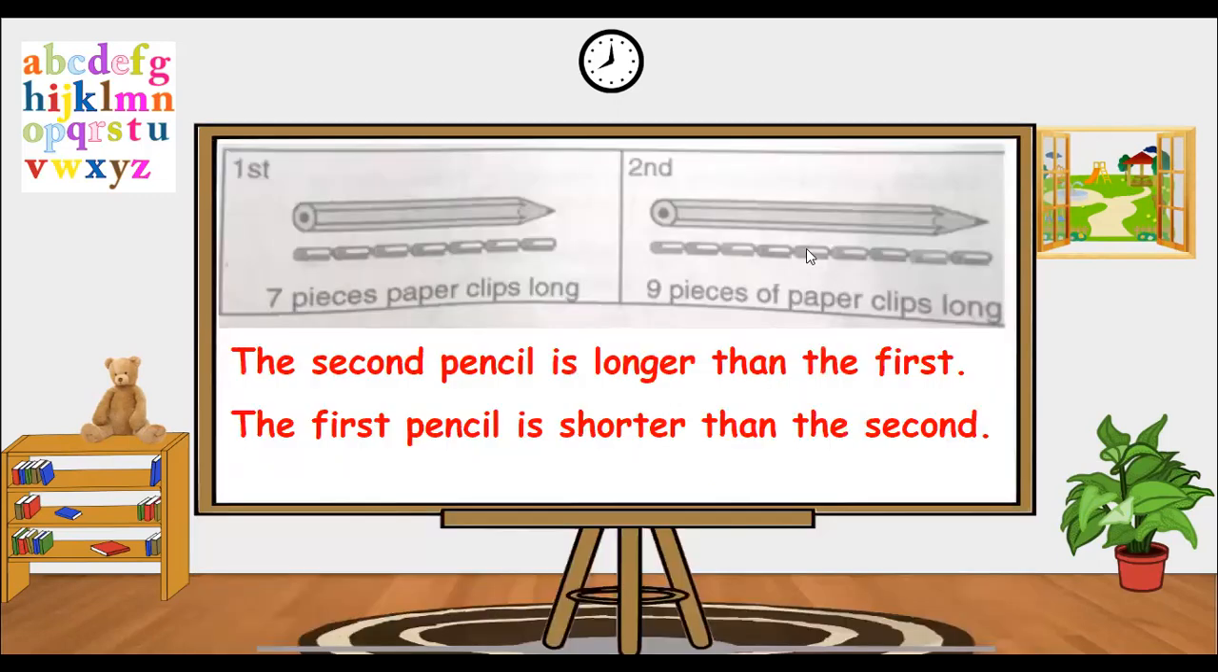Okay, next is here, pencils. So here there are 7 paper clips long in the first, and in the second, there are 9 paper clips long. So here the second pencil is longer than the first one, and the first pencil is shorter than the second one. Okay, so are you following? Okay, that's great, grade 1.